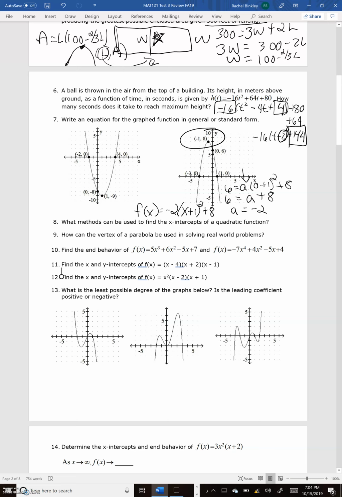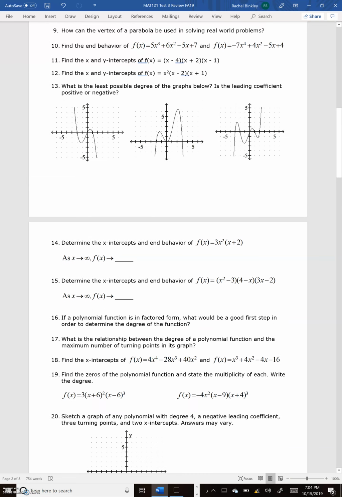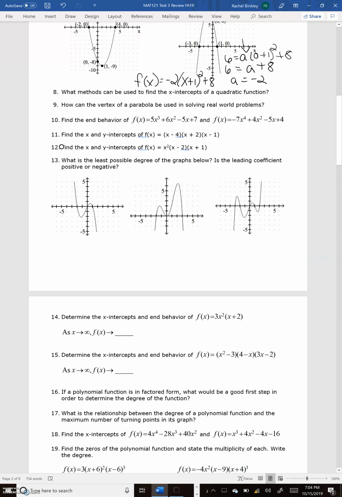What's next? Now we get to skip down to question number 13. What is the least possible degree of the graphs below? So if you have 2 turning points, the least possible degree is 3. You have to have at least x cubed, right? And here we have 3 turning points. So the least amount you can have is x to the 4th power. And that makes sense because this is even, right? And here we have 1, 2, 3, 4. So this must be x to the 5th.